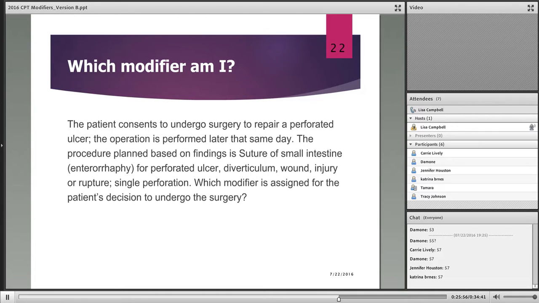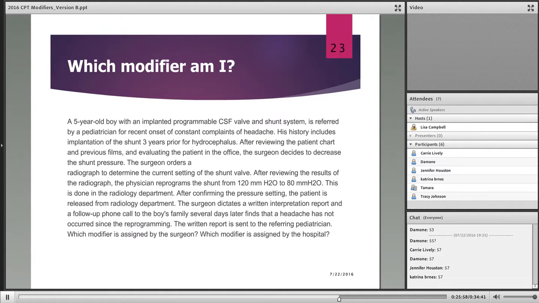57 is correct. Next up, a 5-year-old boy with an implanted programmable CSF valve and shunt system is referred by a pediatrician for recent onset of constant complaints of a headache. His history includes implantation of the shunt 3 years prior for hydrocephalus. After reviewing the patient's chart and previous films and evaluating the patient in the office, the surgeon decides to decrease the shunt pressure.